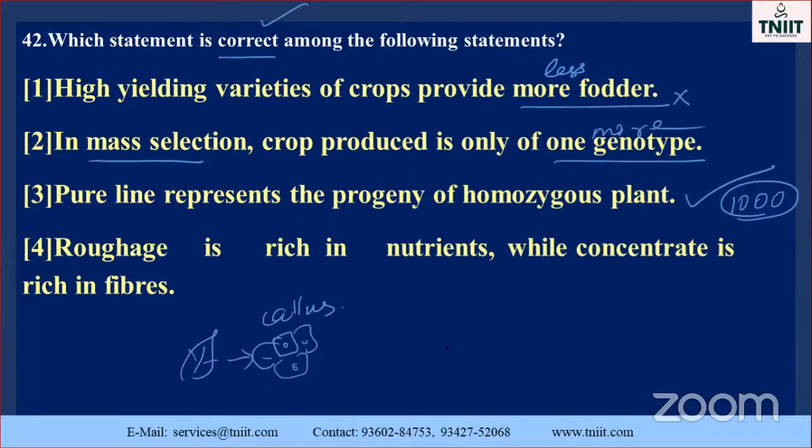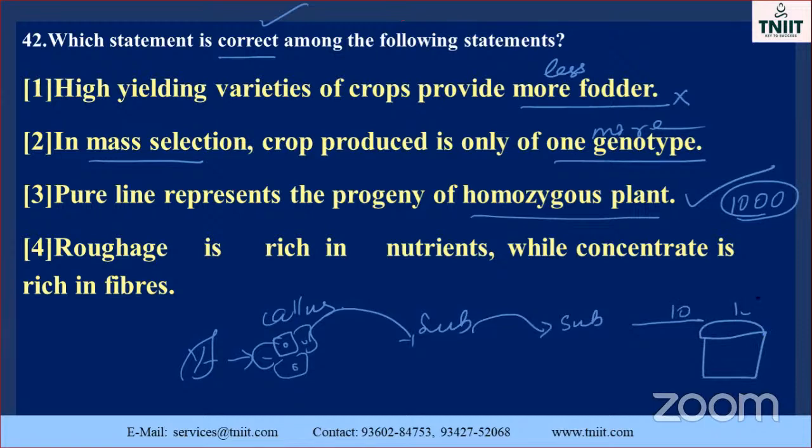If you want to get a progeny as a homozygous plant only, it will automatically be coincident. Okay, so what happens? The callus further undergoes subculture, again and again. You have to do it up to 10 times. What happens to the last one, the 10th one?